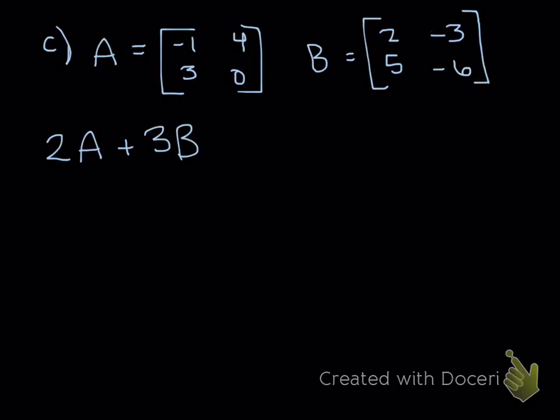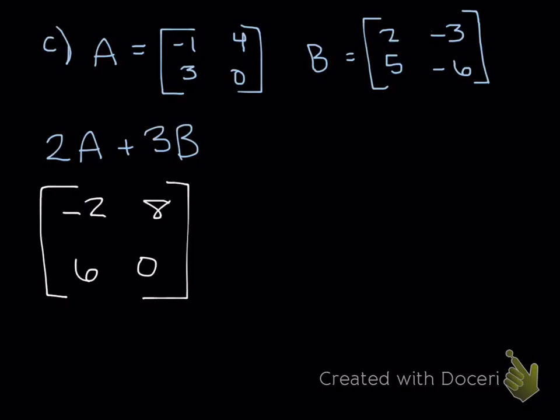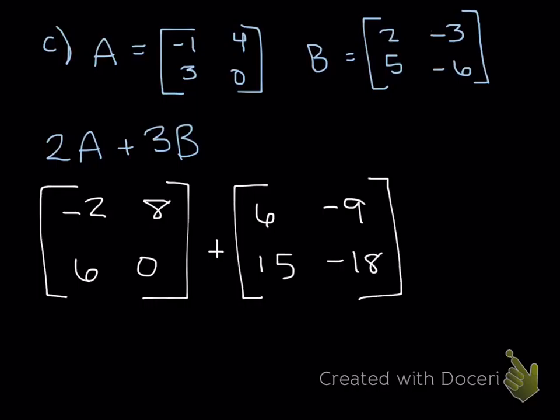So if I multiplied everything in matrix A by 2, I would get -2, 8, 6, and 0. And matrix B by 3, I'll get 6, -9, 15, and a -18. And now I add them together. So I'll get 4, -1, 21, and a -18. So there's an example of scaling each matrix and adding them together.